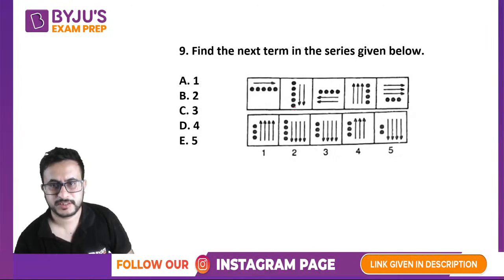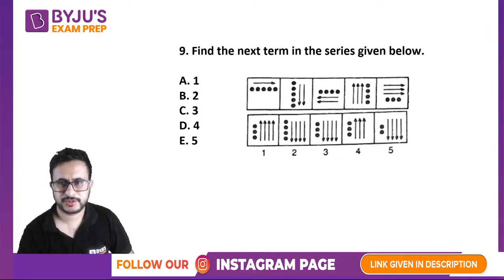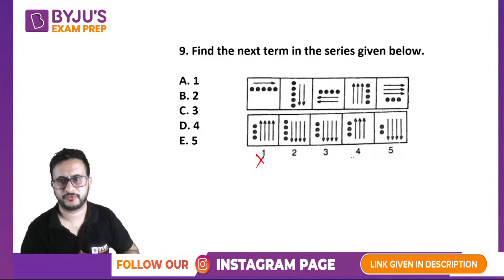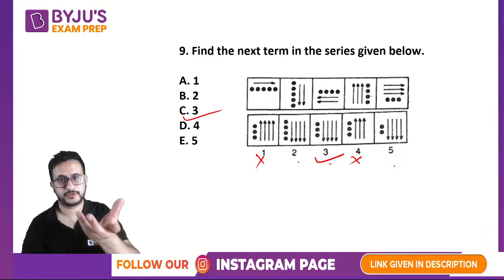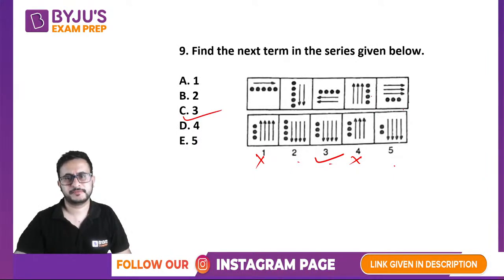Okay, so in this one arrow, two arrows, three arrows. So you will have four arrows pointing down. That is, option 1 you can reject, option 4 you can reject, right? So we are left with 2, 3, 5. There are five dots, four dots, four dots, three dots, three dots. So there should be three dots. So that is option 3. Okay, quite simple. Arrows and dots, you have to find the pattern.